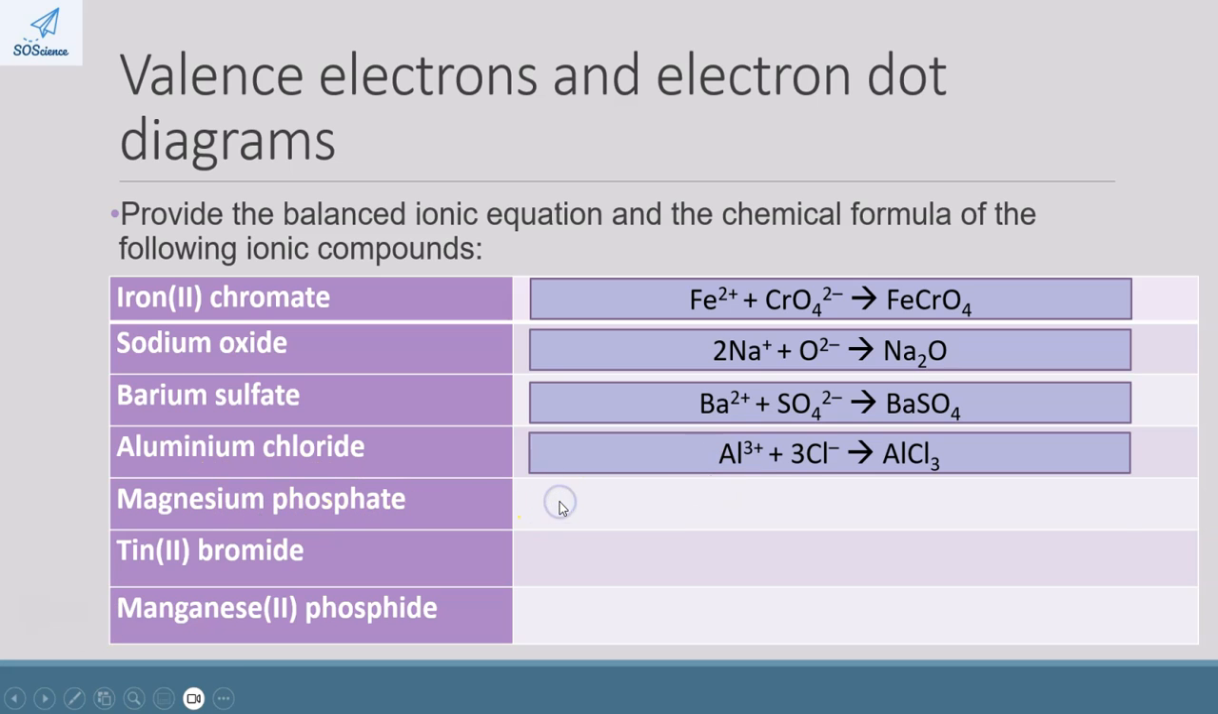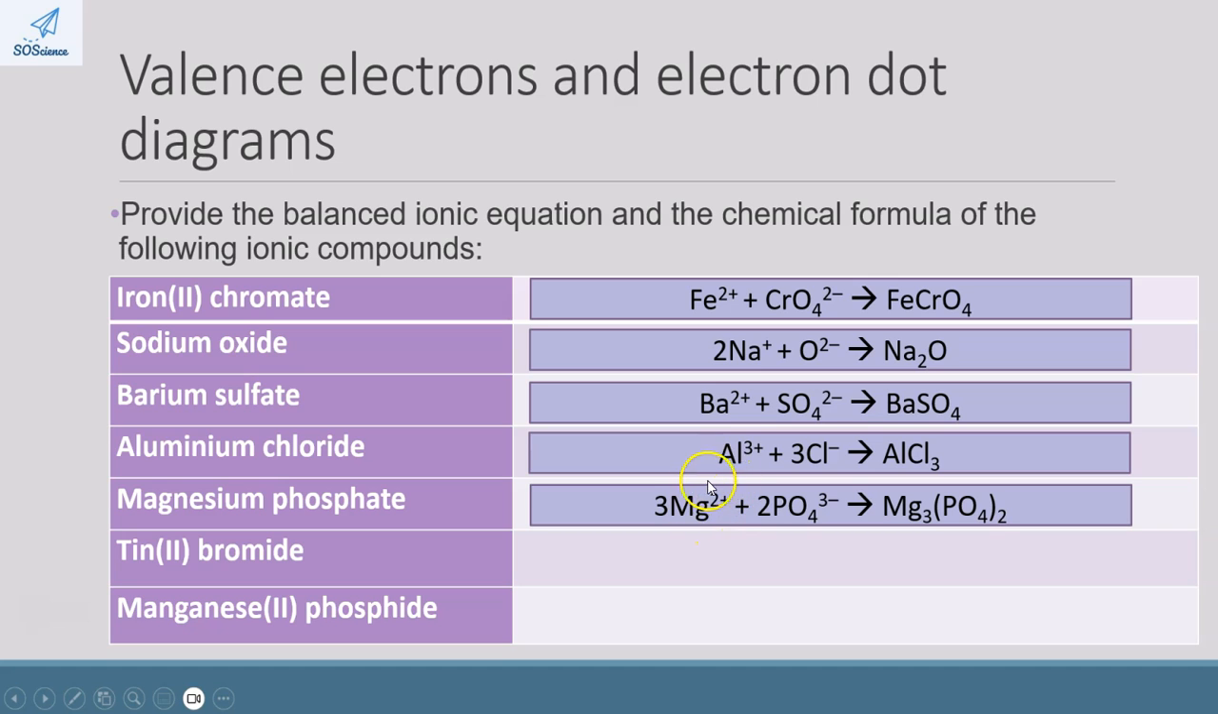Magnesium phosphate. The magnesium ion is Mg2 plus, and the phosphate ion is PO4 3-. So our compound is going to be Mg3(PO4)2. Now we can use these subscripted numbers to give us an indication of what will go on the left-hand side. On the reactant side, we need 3 magnesium ions in order to form 2 phosphate ions. So on the reactant side, the numbers are going to go on the left, and on the product side, the numbers are going to be subscripted.